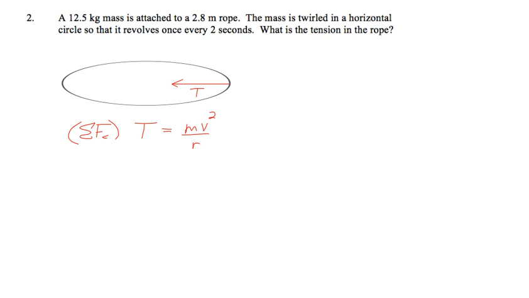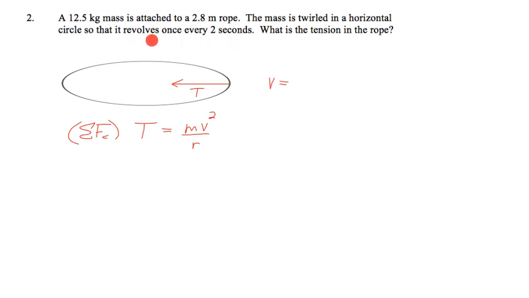So now that I have that, I know the mass, so I'm all set there. The mass is 12.5 kilograms, so it's going to go right there. I know the radius, so it's going to go down there. The only thing I need to do is calculate V, and then I'll have all the numbers to plug in. V wasn't given to us directly, but we have enough information to get it, because it says in the problem that the mass is twirled so that it revolves once every 2 seconds.